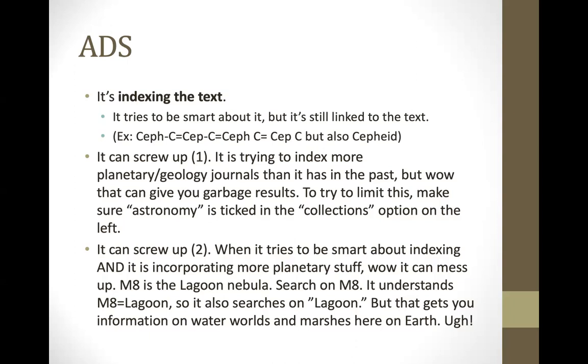So M8 is the Lagoon Nebula. It's a famous star forming region. If you get in there right now and search on M8, it understands that M8 is the Lagoon Nebula, so it also searches on the word lagoon. But that is going to get you a ton of information on water worlds and marshes here on Earth. And in fact, those search results dwarf any search results you want on star formation in the Lagoon Nebula. So that's super frustrating. So you have to be kind of smart about how you use it.